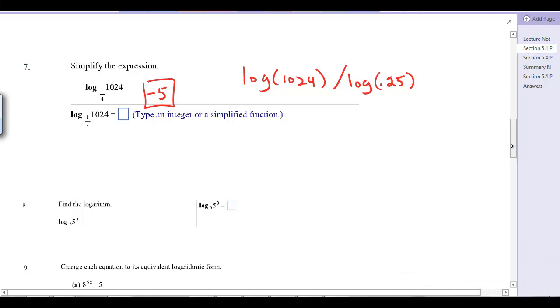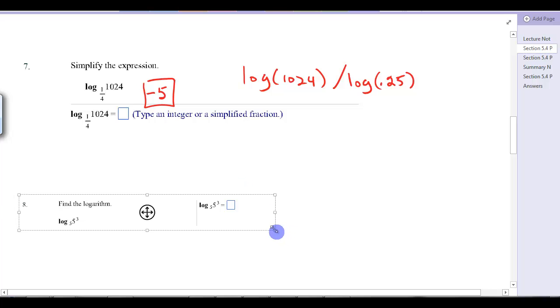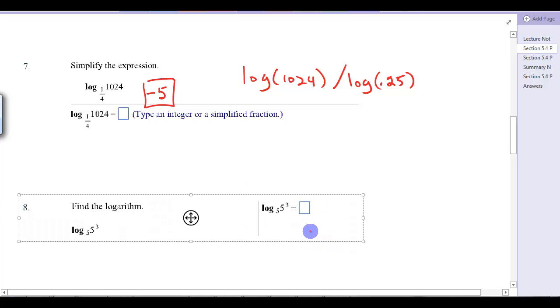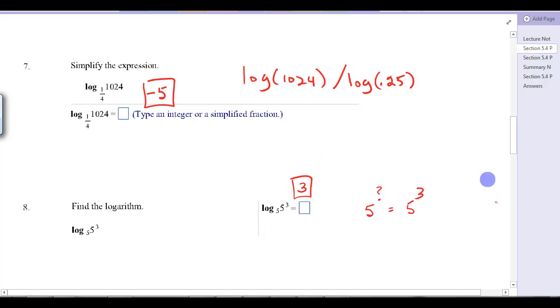All right, let's look at number 8. And make it a little bit bigger. All right, this one says log base 5 of 5 to the 3rd. So let's think about that. Here's your base. 5 to what power equals this thing? 5 to the 3rd. And that makes it more apparent that your answer has to be 3. Okay.